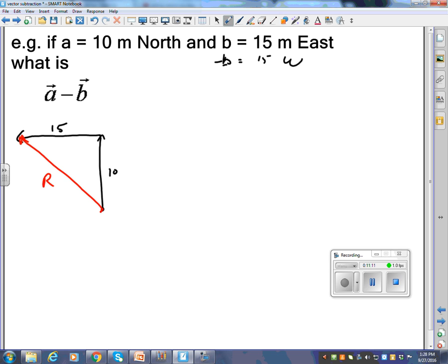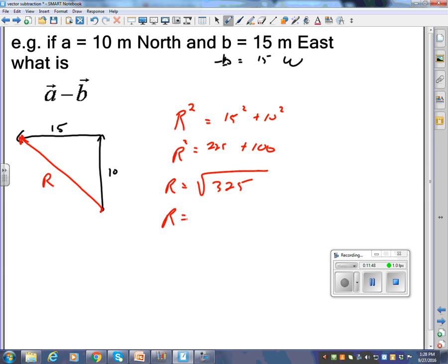Resultant. Is it a right triangle? So I can use Pythagoras. R squared is equal to 15 squared plus 10 squared. 15 squared is 225. 10 squared is 100. So R is going to be the square root of 325, right? About 18.